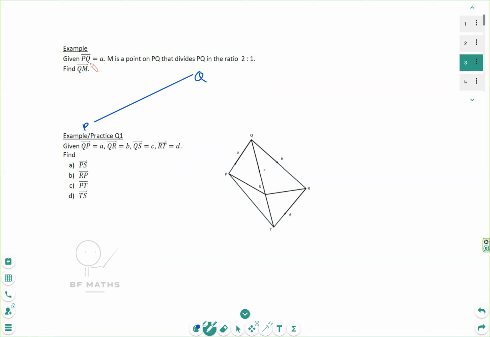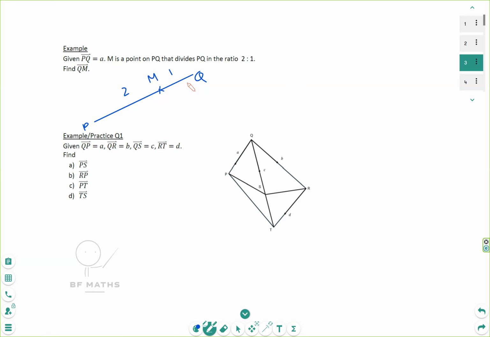So for example, if PQ equals a, M is a point on PQ that divides PQ in the ratio of 2 to 1. Find QM. Now, before we start, can you think about where the point M is? Look at the ratio. Is M closer to P or closer to Q? M divides PQ in 2 to 1. That means M should be closer to Q, because the part MP should be 2 to 1 to the part MQ. So M is roughly here, maybe. Roughly. So 2 to 1, as a fraction, it's 2/3.